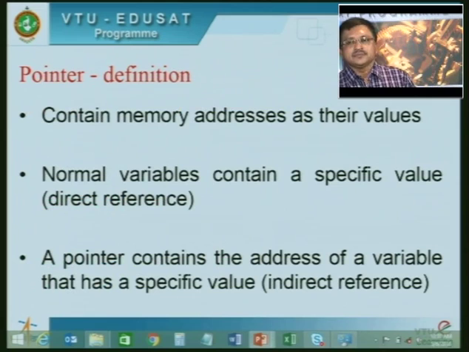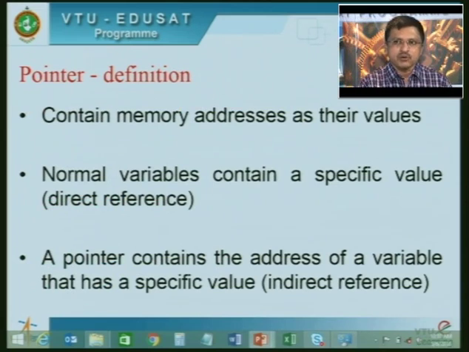Now let's look at the definitions of pointers. We have already seen addresses and variable names. So basically a pointer is a memory location which contains a memory address as its value. Just like variable names contain the values that you give, a pointer is a special type of variable name which can store only memory addresses.